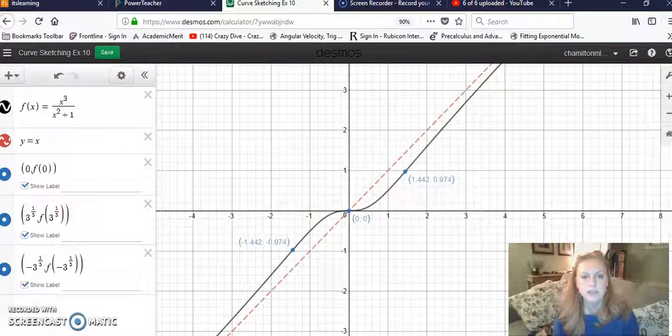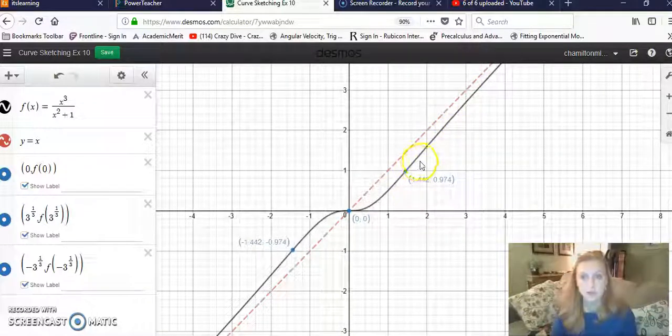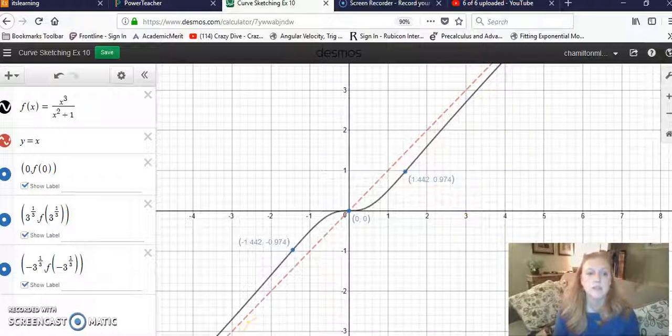what you're going to see is that it's actually going to be concave up on this section right here, and then down, and then up, and then down again. You're just not going to see the very slight curve that's happening right here. All right, so that should end up our example that we have for example 10.